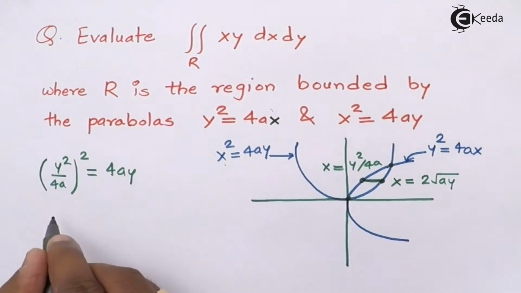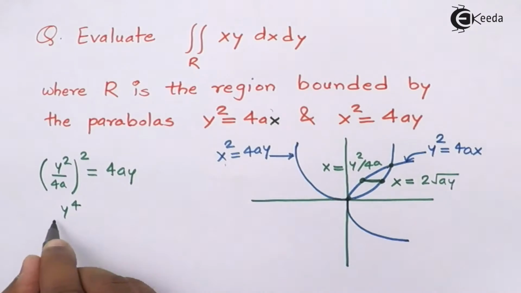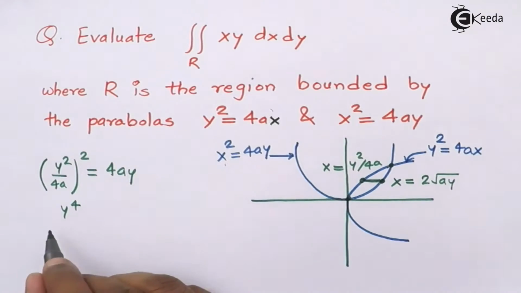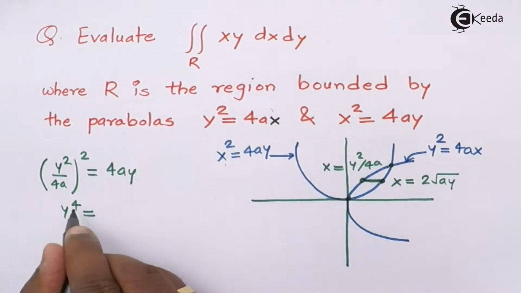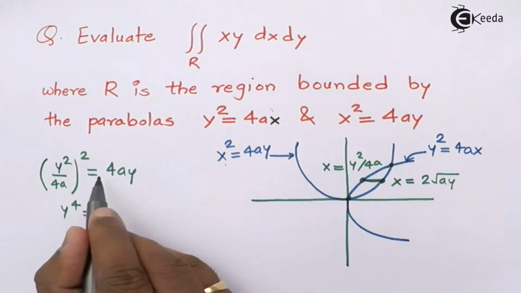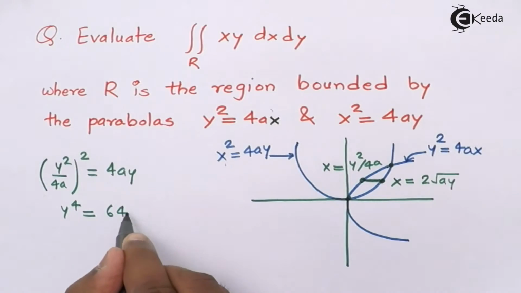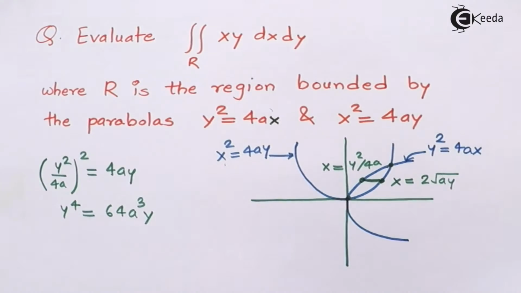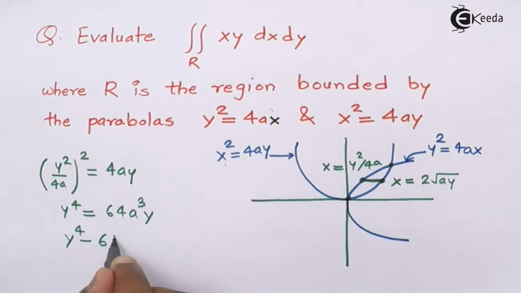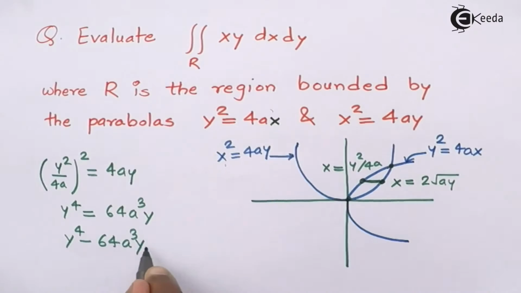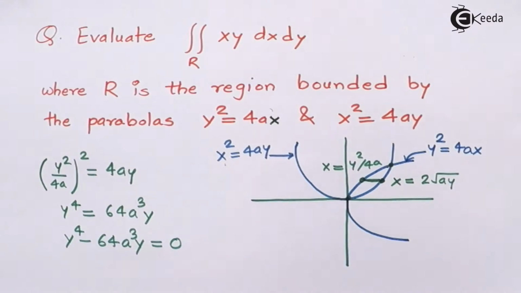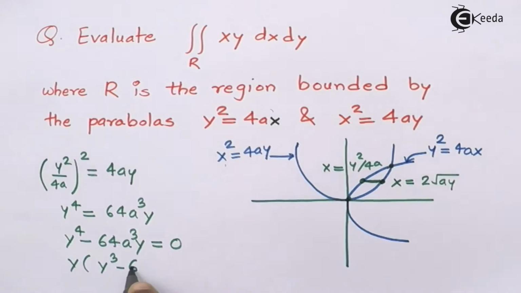Now let's solve this. So here we'll get y raised to 4. In the denominator we'll get 16a square, which will go on the right hand side, and it will multiply this 4a. So 16a square into 4a is 64a cube into y. Now we'll take it on the left hand side. We'll get y raised to 4 minus 64a cube y is equal to 0. Now guys, we'll take y common. So we'll get y cube minus 64a cube is equal to 0.